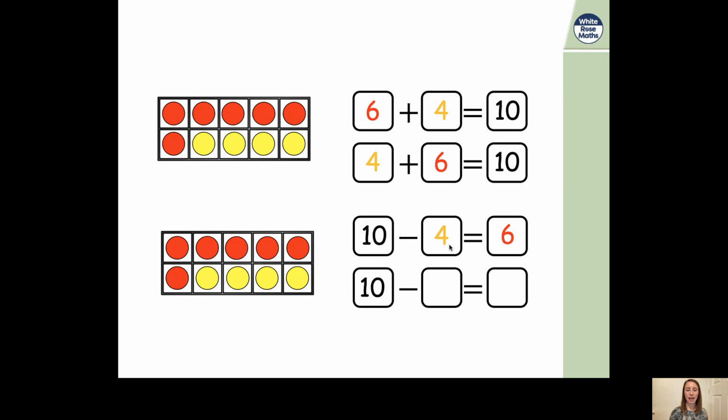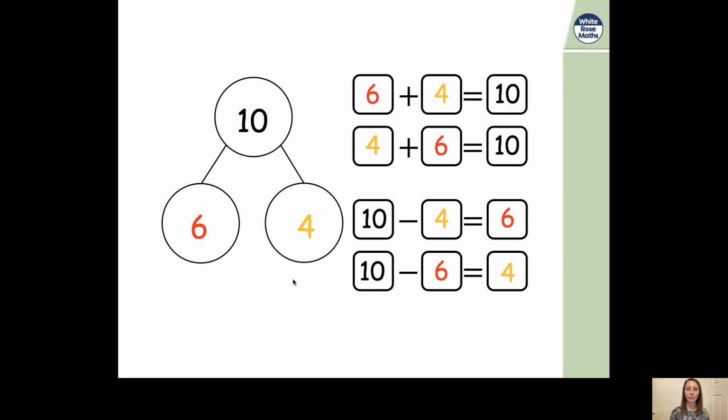And I know that 10 take away 6 red counters. How many have I got left? Well done if you said the number 4. I've got 4 left. So 10 take away 4 equals 6 and 10 take away 6 equals 4. Okay, and that's shown on my part whole model. So I've got 6 and 4 as my parts and 10 as my whole.